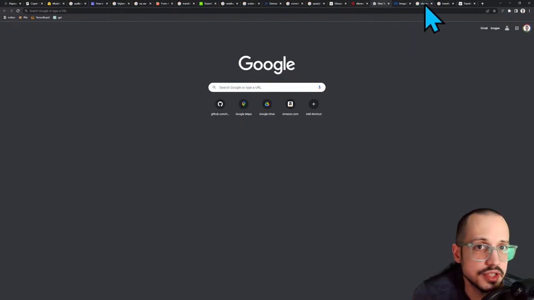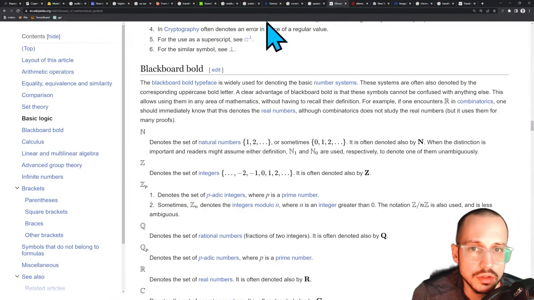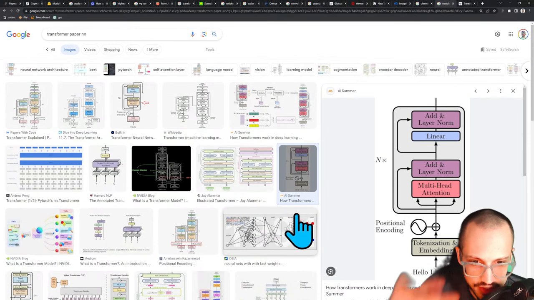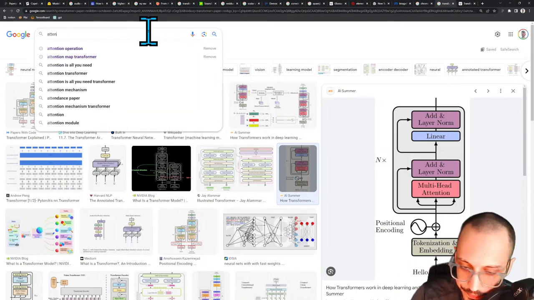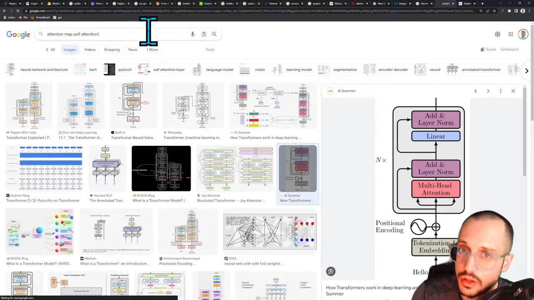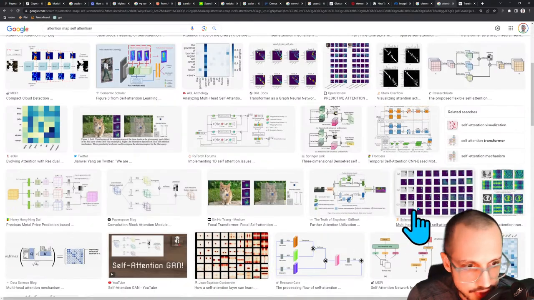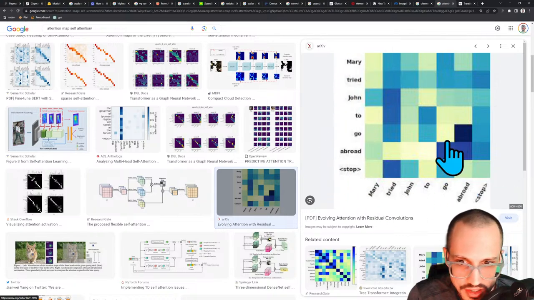I think we had self-attention versus... all right, but self-attention is basically the sequence paying attention to itself. So if we look at an attention map, these don't necessarily look good. I want something like this. This is self-attention right here. Mary tried to John to go abroad. Mary tried John to go abroad. Every single element of the sequence can pay attention to every other element of the sequence. So this is your standard self-attention here.